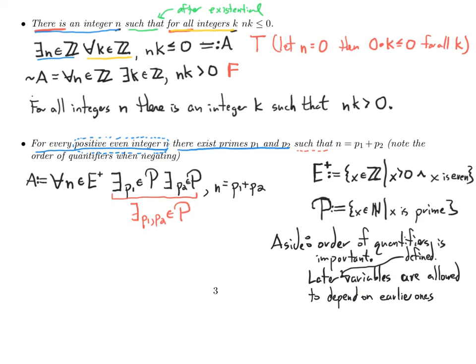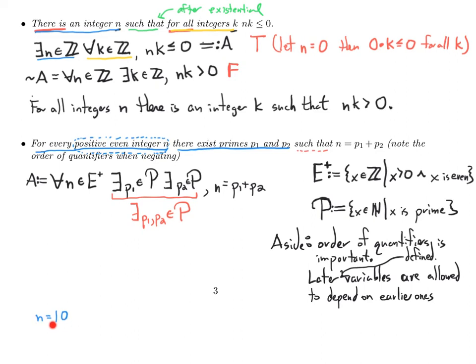So let me pick one. I'm going to pick 10. Let's say n was 10. I'll just write this down here. N is 10. Now that I picked n is 10, this is saying that there exists a p1 and a p2 such that n is the sum of these, p1 plus p2. So I'm allowed to choose what p1 and p2 are based on something already defined. So it can be based on n.